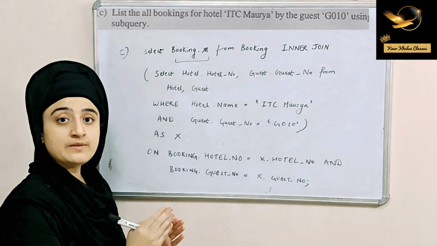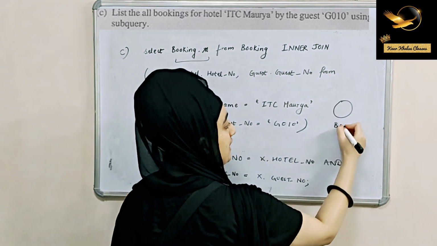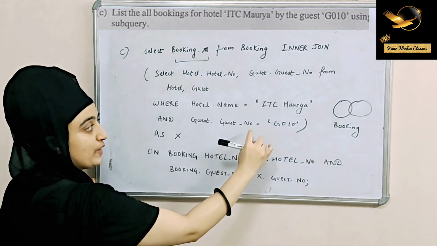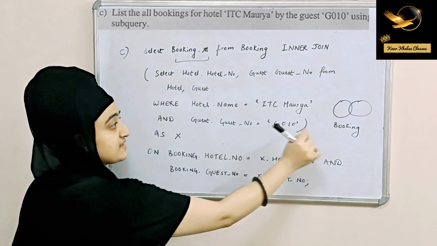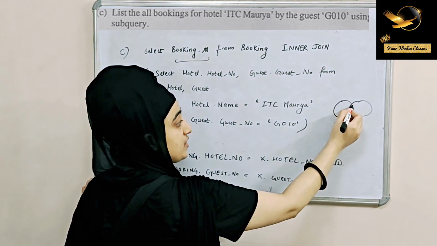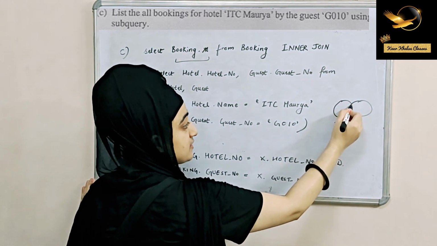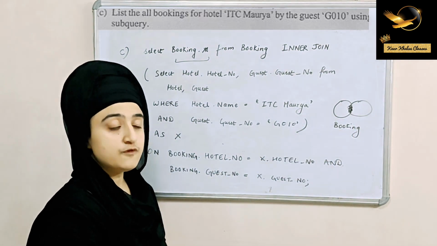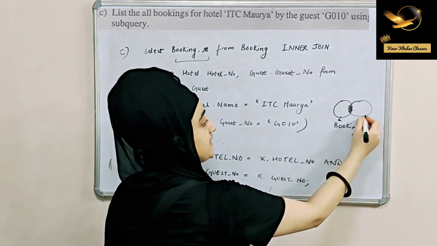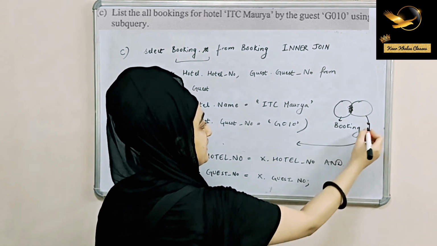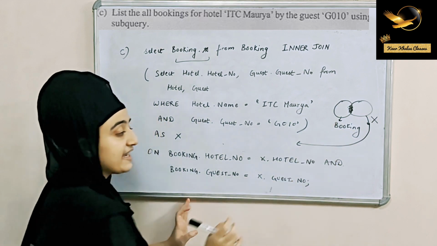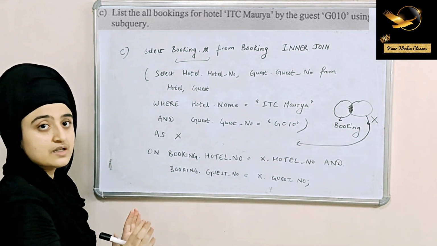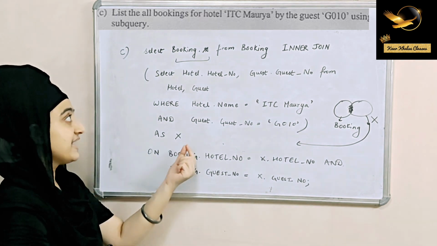So this inner join means we have one table as booking and another is this complete query. So this complete query is this another circle, and we want the inner join, that is the intersection of these two. This is booking and this is this complete query that we are considering as X. This complete query which is in the bracket is considered as X. We are giving it a name, that is X.